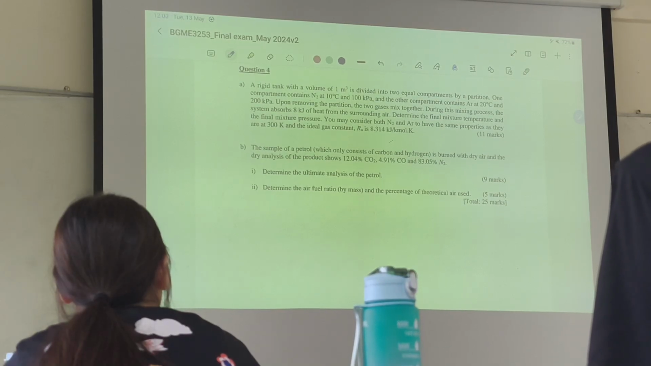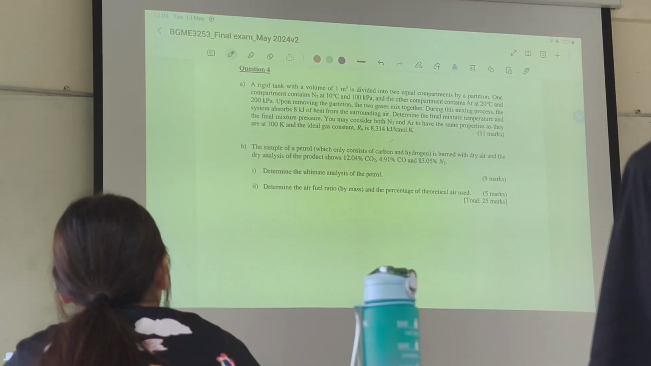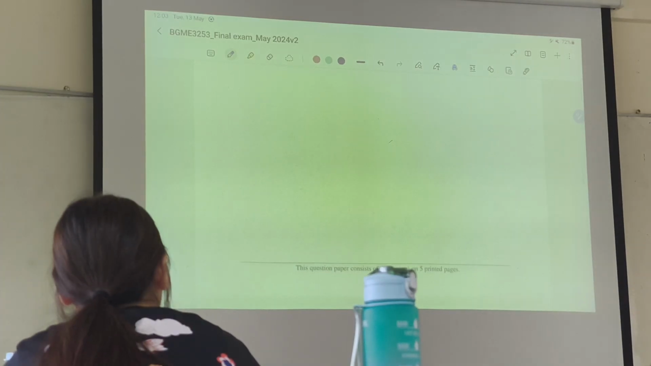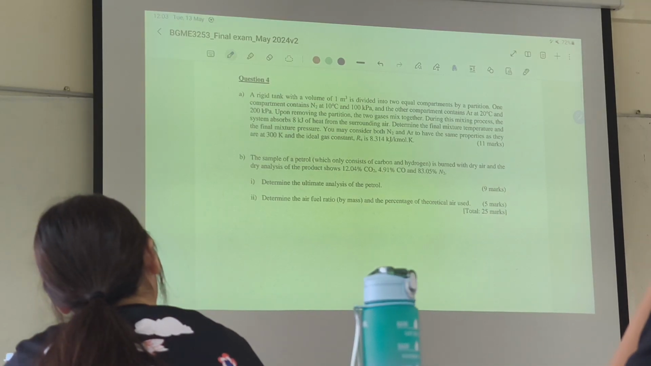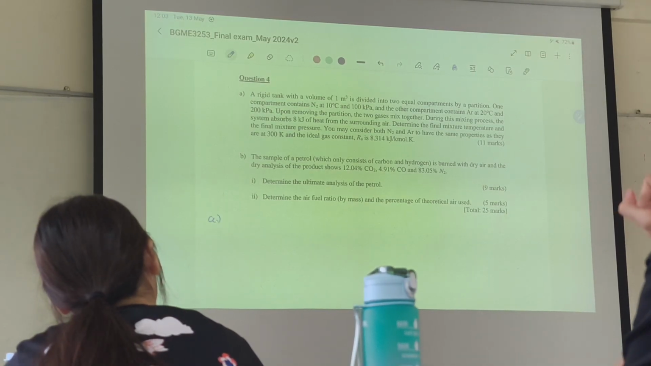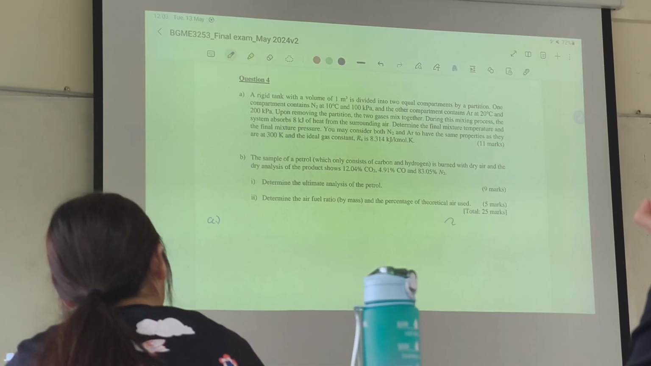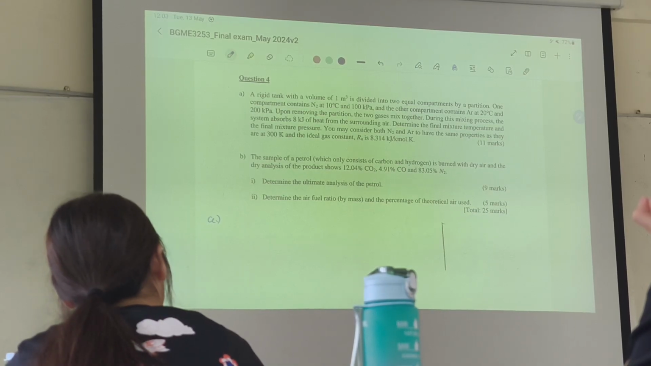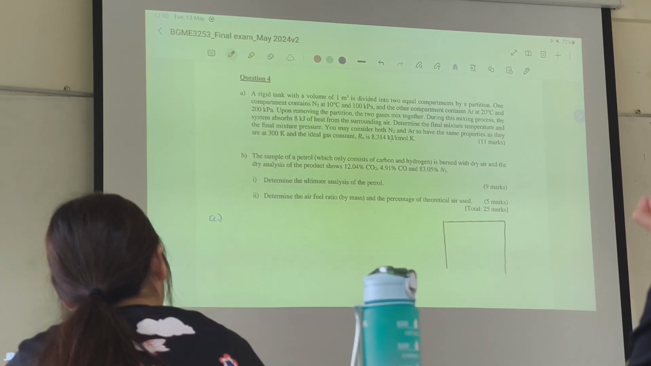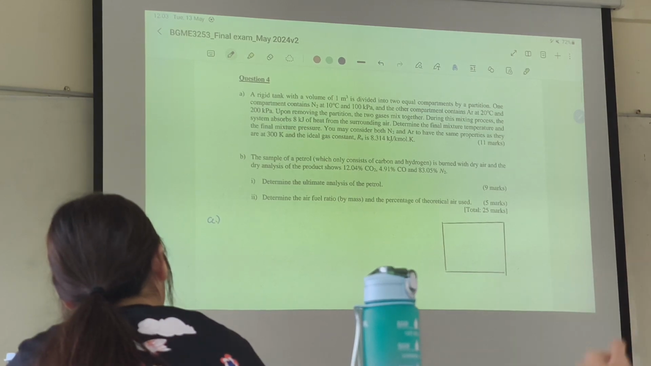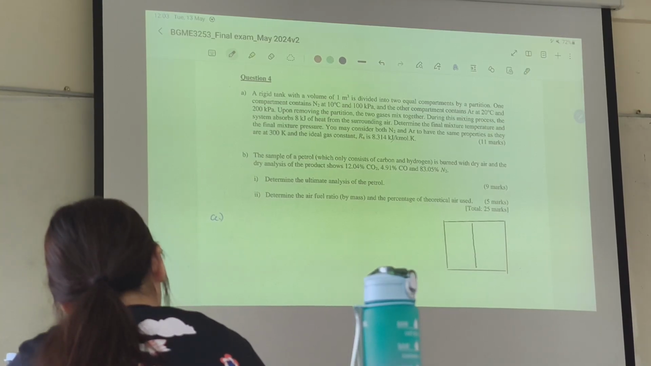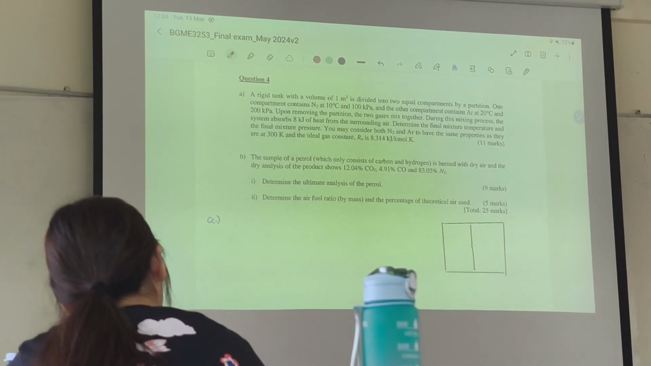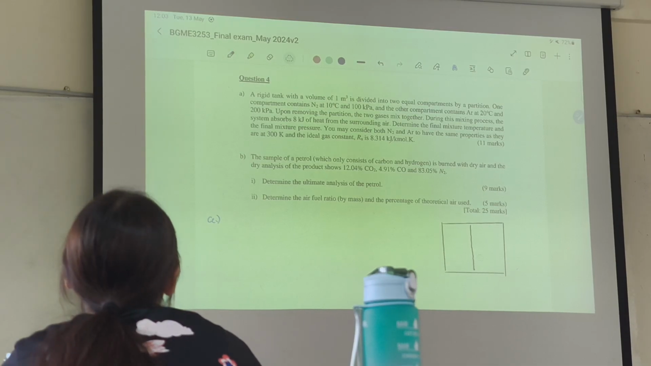So let's read this. A rigid tank with a volume of 1 meter cube is divided into 2 equal compartments by a partition. So you can see just from the first question that this is actually quite like your tutorial question in a way. So you have a tank. Total volume is 1 meter cube. So we divide it into half, 2 equal compartments. Exact half.